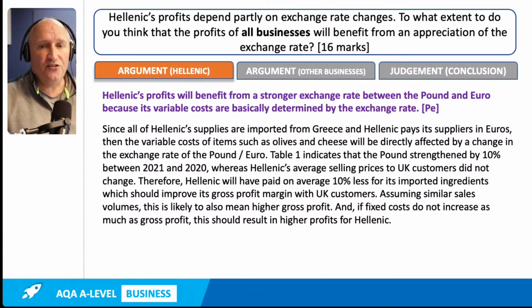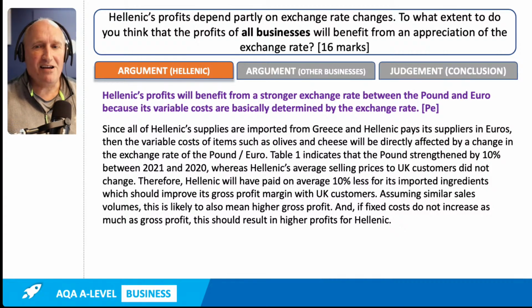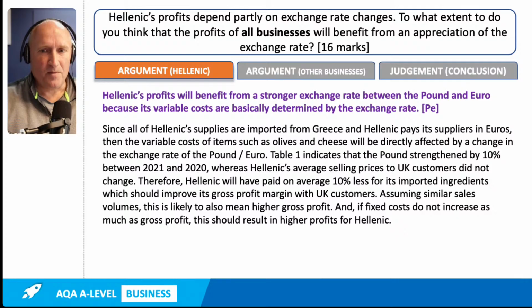So let's read through it. Since all of Hellenic's supplies are imported from Greece, Roxanne's point, and Hellenic pays its suppliers in euros, importantly, then the variable costs of items such as olives and cheese will be directly affected by a change in the exchange rate of the pound to the euro. Table 1 indicates that the pound strengthened by 10% between 2021 and 2020. So I just manipulated the data there. Whereas Hellenic's average selling prices to the UK did not change.